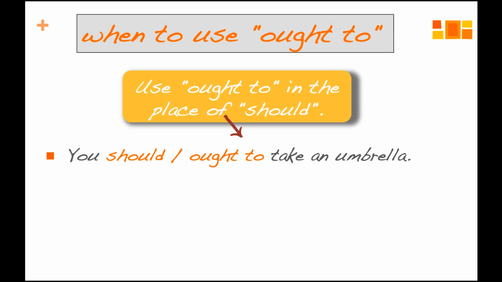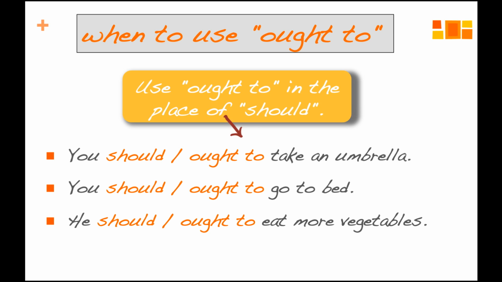So you just want to be careful with this "to," "ought to." The "to" actually needs to be there. With the "should," there is no "to." "You should go to bed." "You ought to go to bed." Same meaning. "He should eat more vegetables." "He ought to eat more vegetables."